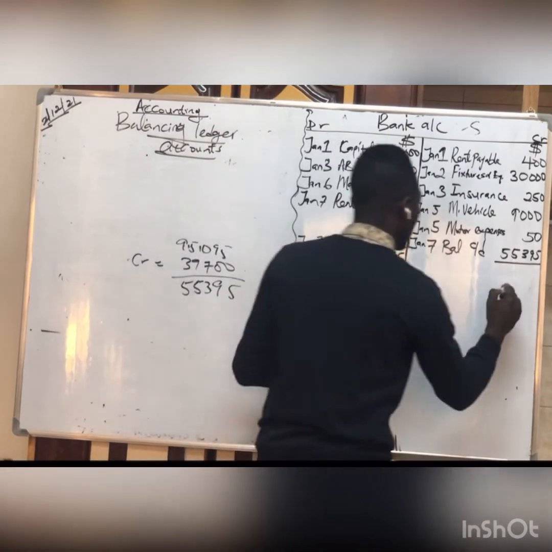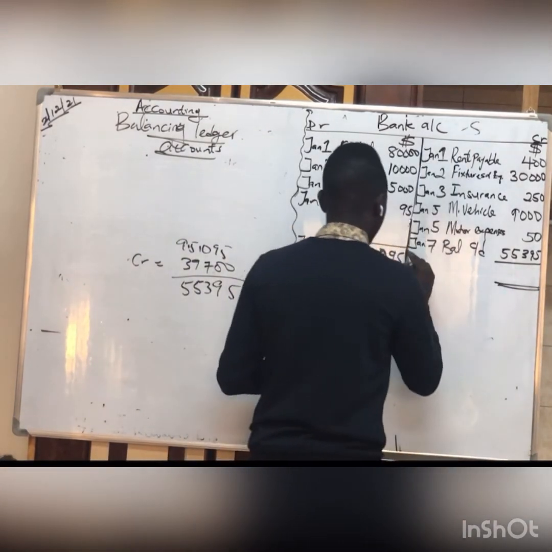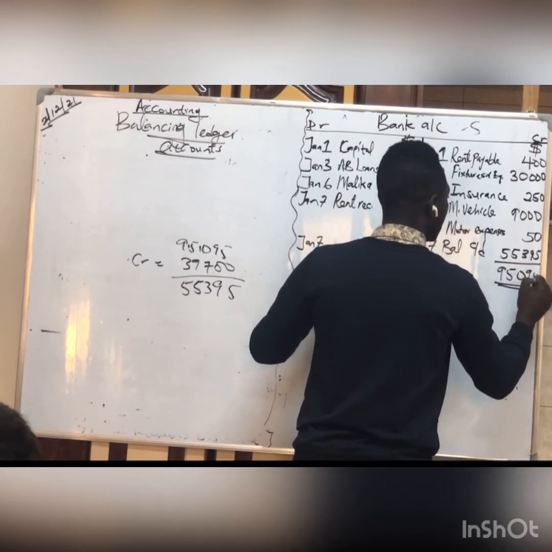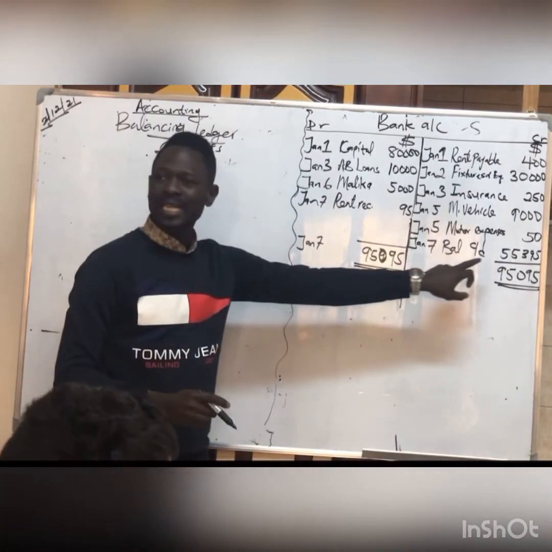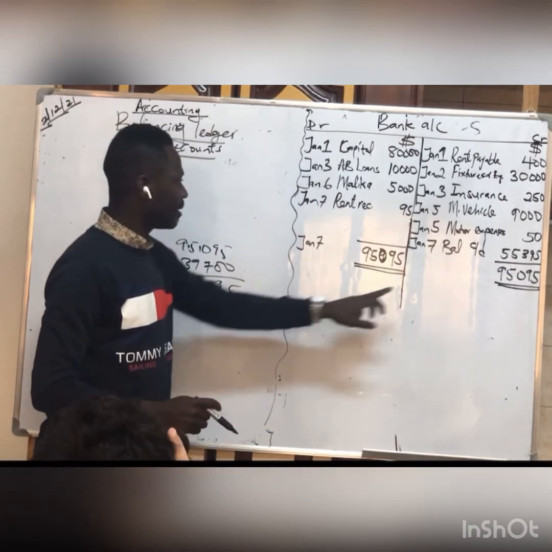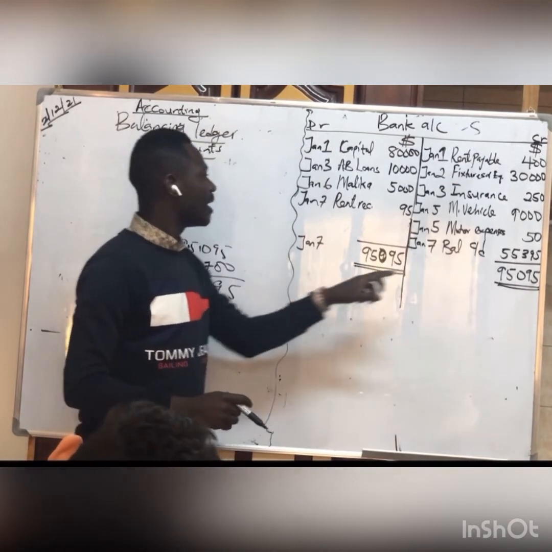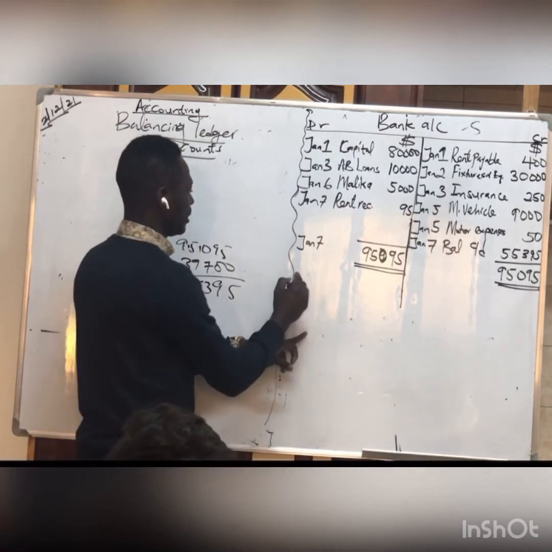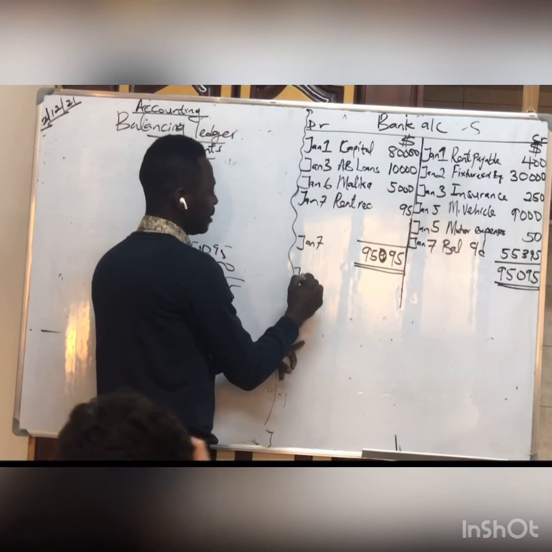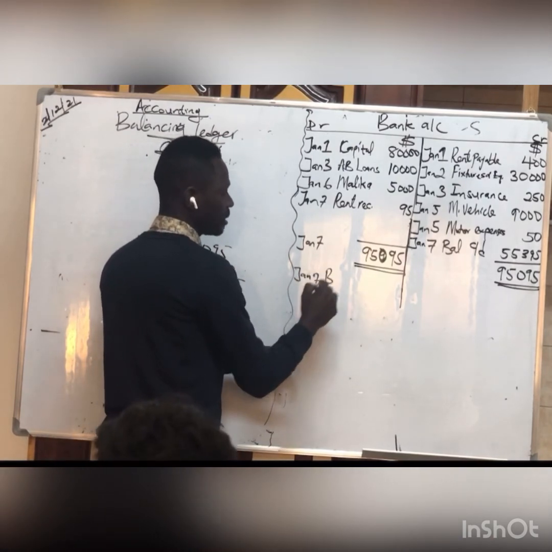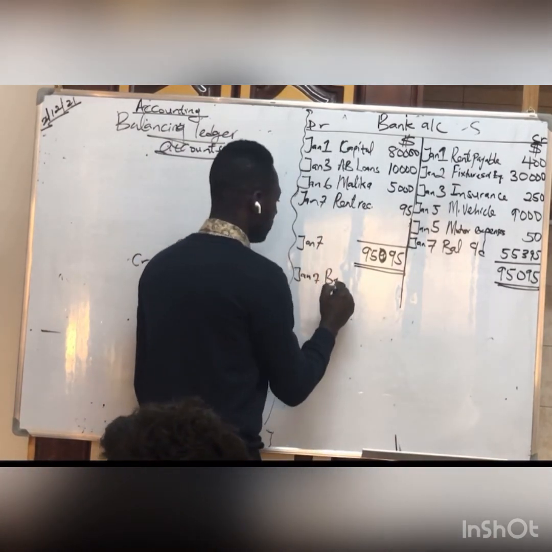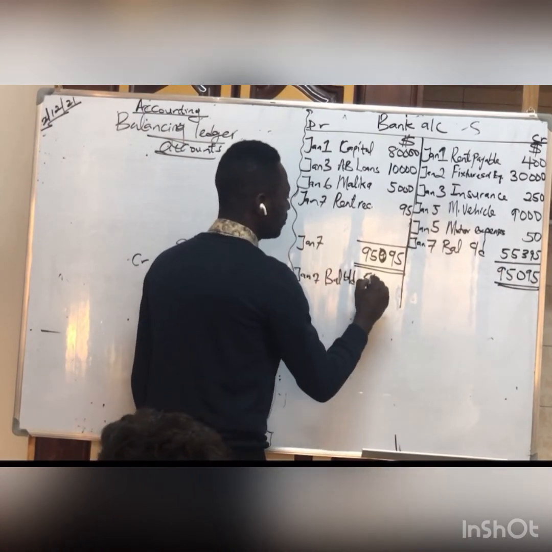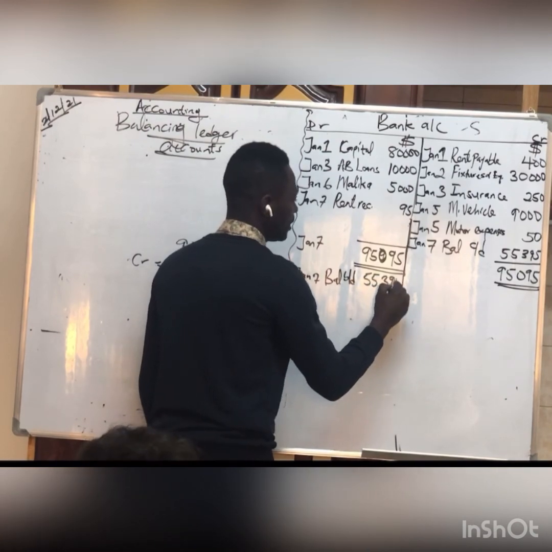So we have the total now. What's the total here? It's going to be the same here. 95,095. So this is a balance carry down. If this is your balance carry down, in this account it will go balance brought down. What do I call it? Balance brought down. January 7, balance brought down. How much is it? 55,395. This is how we balance it.